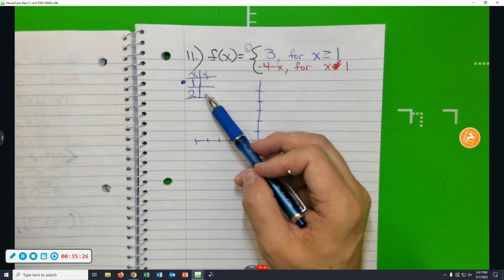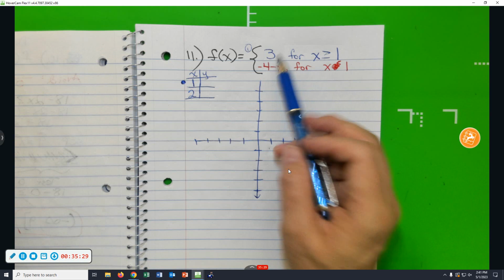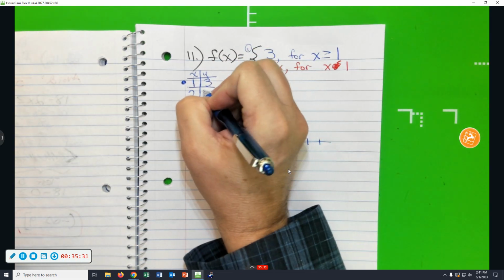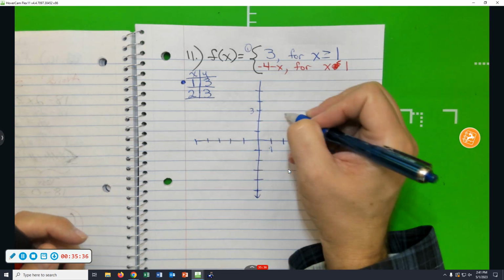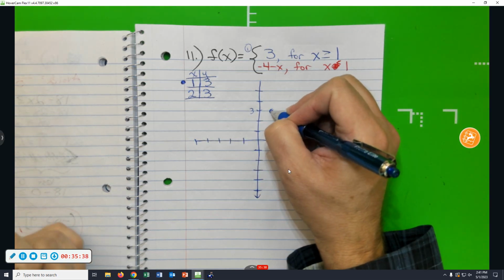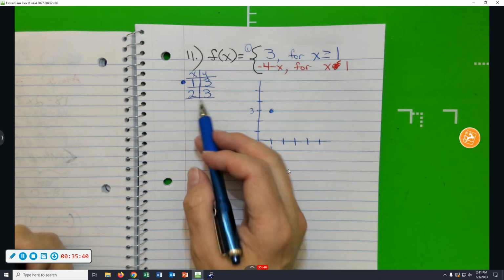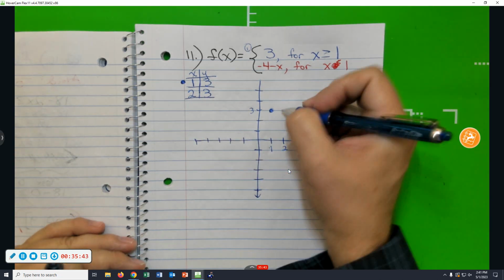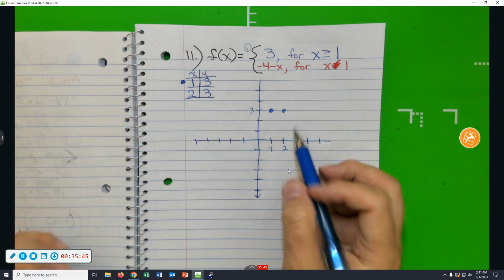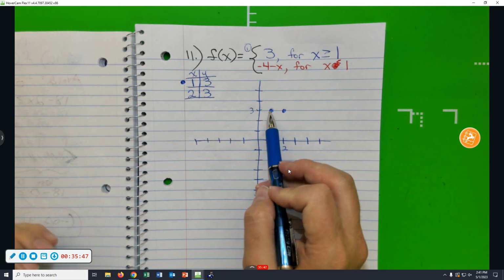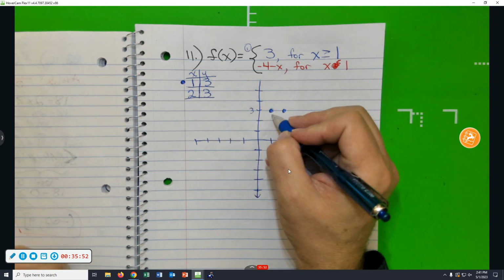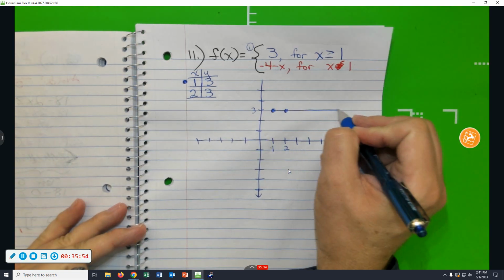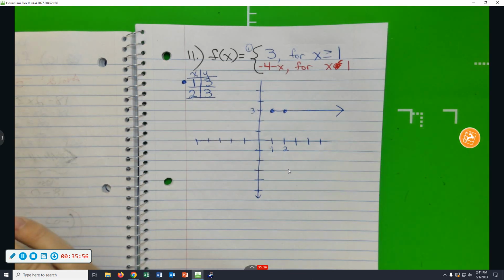In both cases, what will the y values be? 3. This is called a constant function. So we go right 1, up 3. That's my starting point. Then we go right 2, up 3. The graph starts at the cut point. Now, this is a line. Y equals 3. It's a horizontal line. Connect the 2 dots.